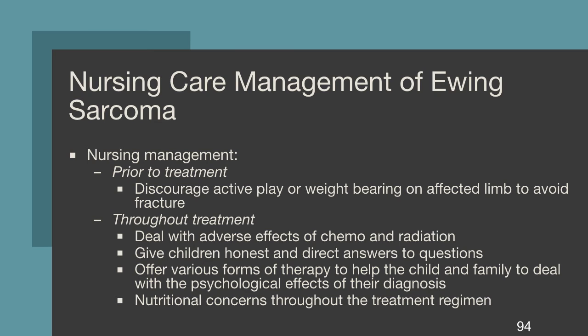Throughout treatment, we're going to deal with the adverse effects of chemo and radiation and help the kids to deal with that. We're going to give kids honest and direct answers to their questions. These kids are old enough to understand what's happening to them. And so it's important that we talk to them honestly. We're going to offer various forms of therapy to help the child and the family deal with the psychological effects of their diagnosis.